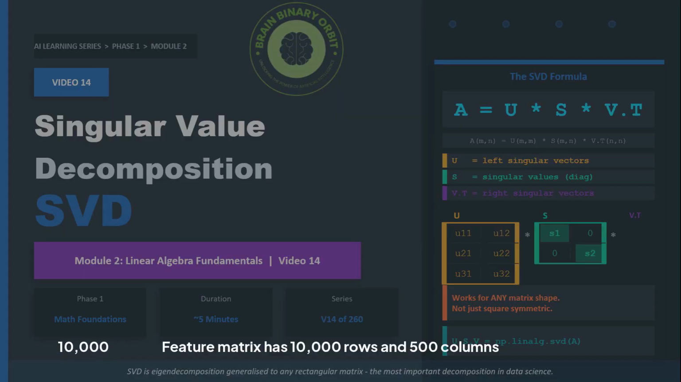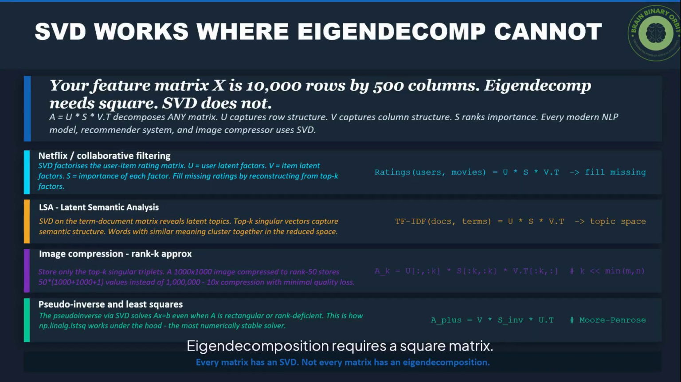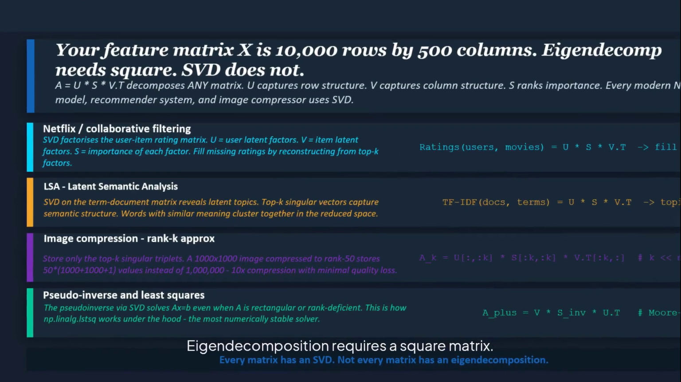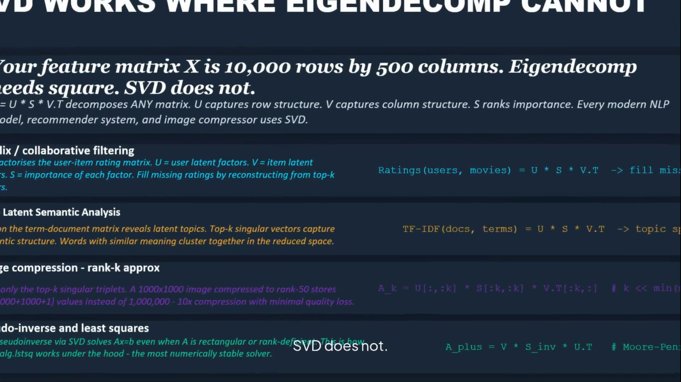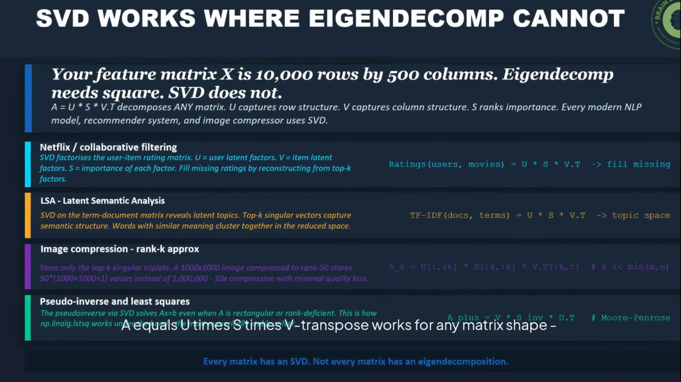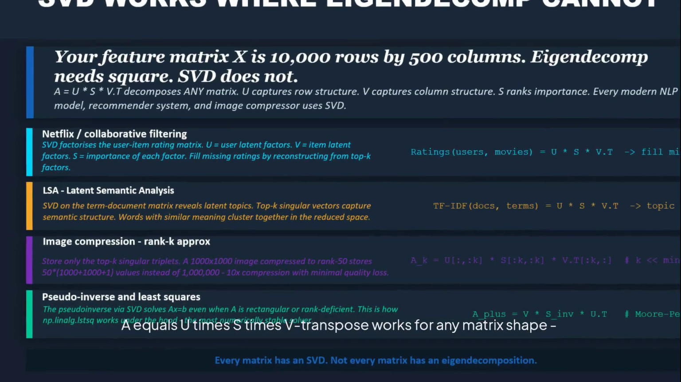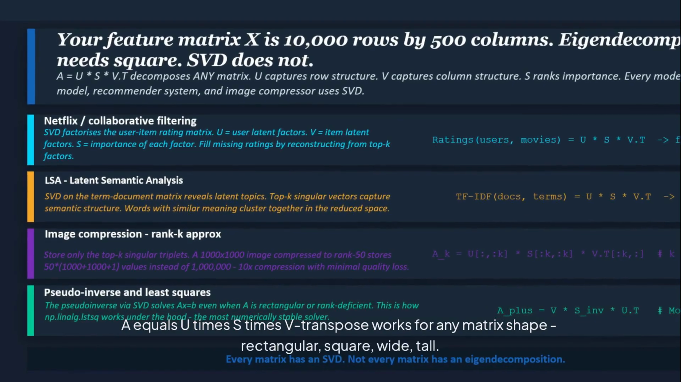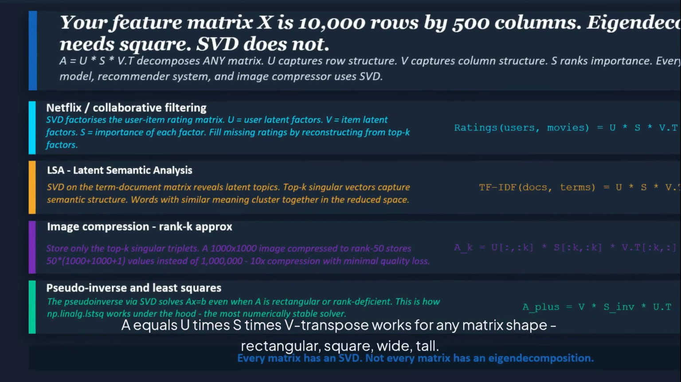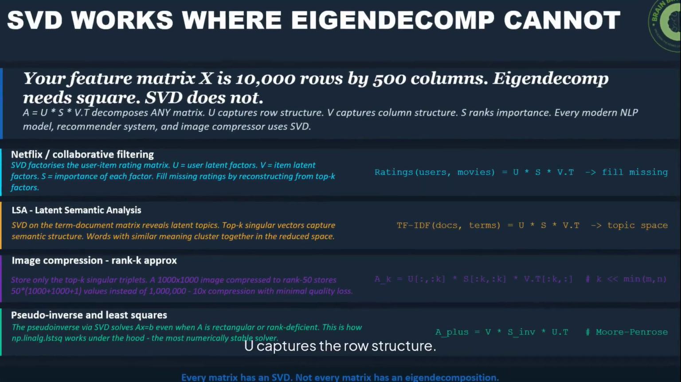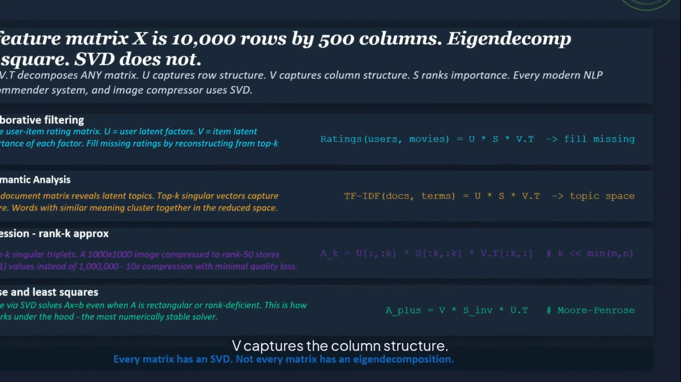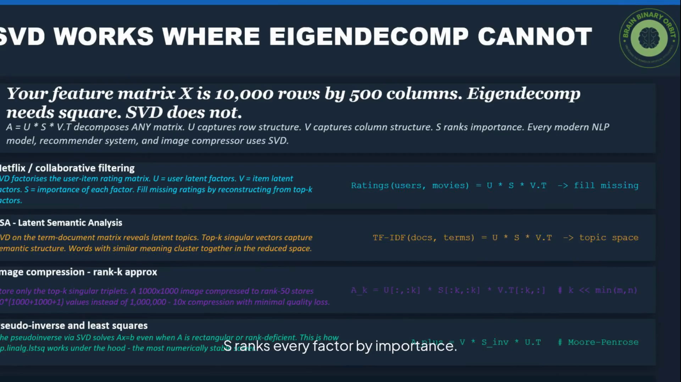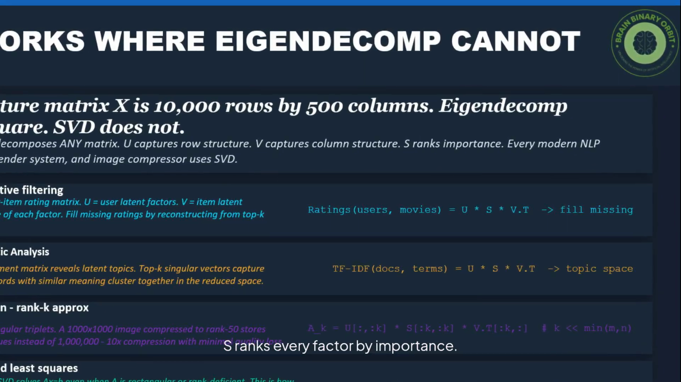Your feature matrix is 10,000 rows by 500 columns. Eigendecomposition requires a square matrix. SVD does not. A equals U times S times V transpose works for any matrix shape: rectangular, square, wide, tall. U captures the row structure. V captures the column structure. S ranks every factor by importance.